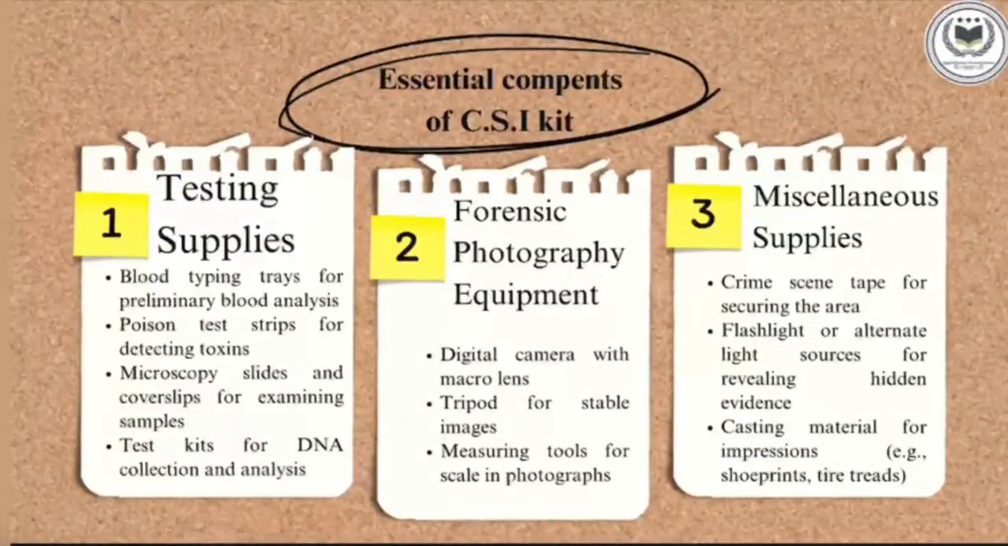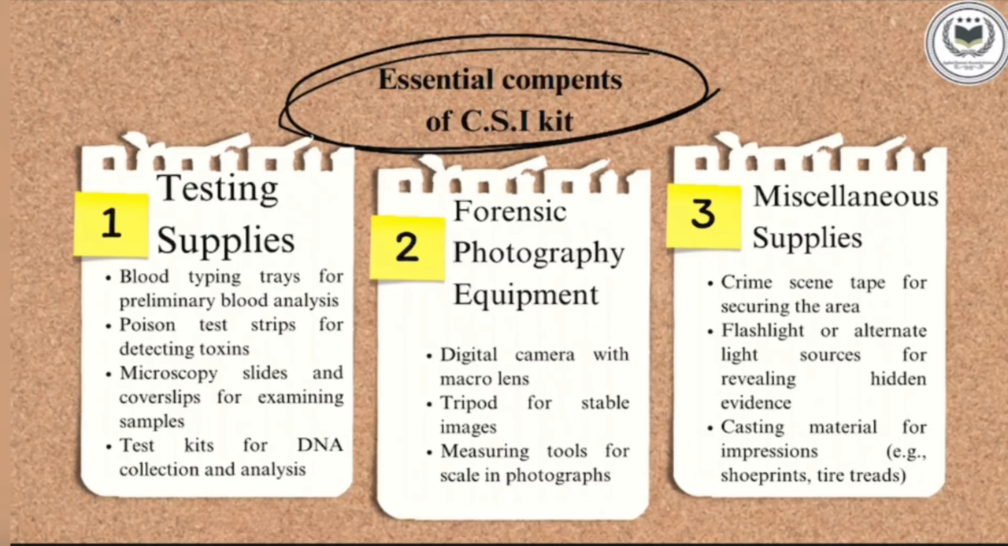Essential components of a crime scene investigation kit. A well equipped crime scene investigation kit is crucial for effective evidence collection and analysis. Here's a breakdown of the essential components, focusing on testing supplies, forensic photography equipment, and miscellaneous supplies.